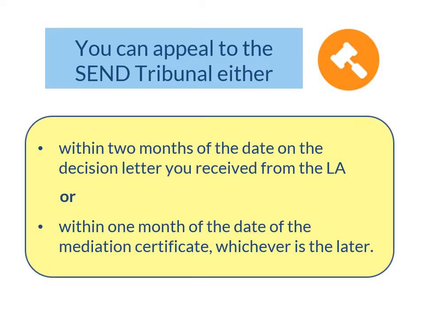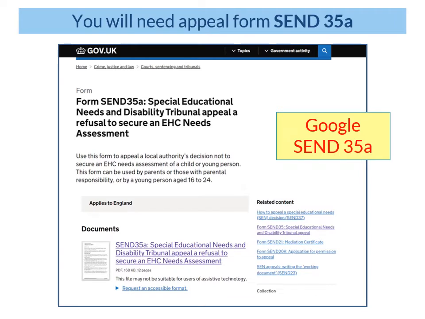You can appeal to the SEND Tribunal either within 2 months of the date on the decision letter you received from the LA, which gives you the right to appeal, or within 1 month of the date of the mediation certificate, whichever is later. To appeal a refusal to assess decision, you will need to download the Tribunal Appeal Form SEND 35A, not SEND 35, which is the form for appealing other EHC decisions.